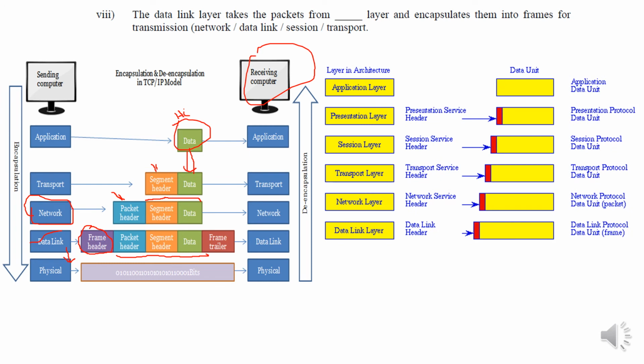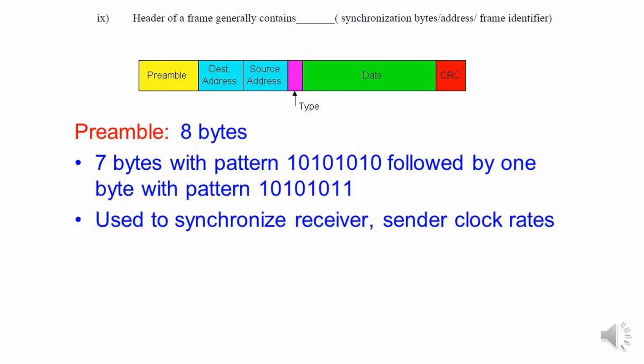So in this case the answer will be network layer, because the network layer is just above the data link layer. So the data link layer gets the packet from the network layer, encapsulates it into frames, and then gives it to the physical layer for further propagation. So next question. Now the next question is related to the earlier one.